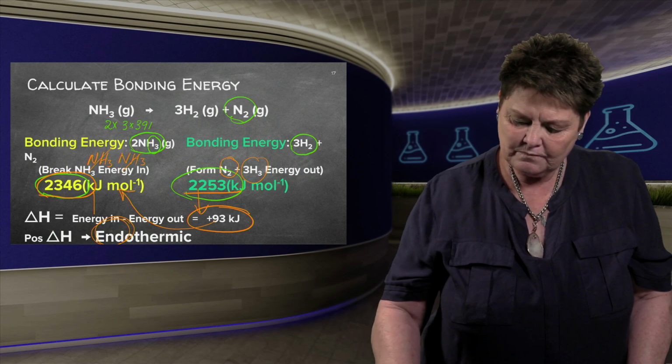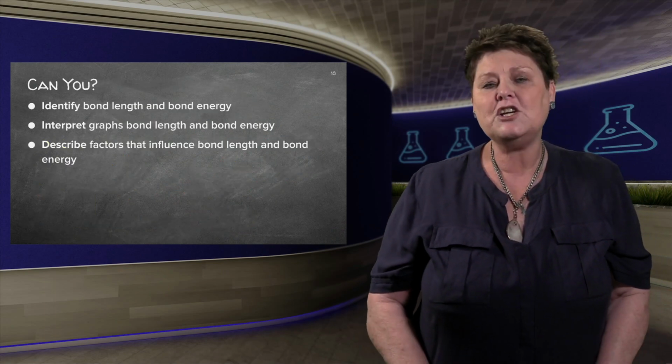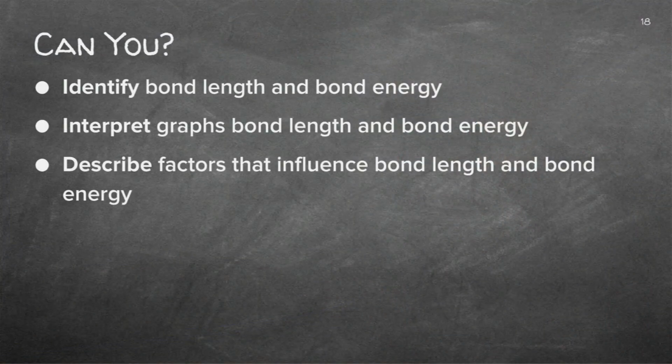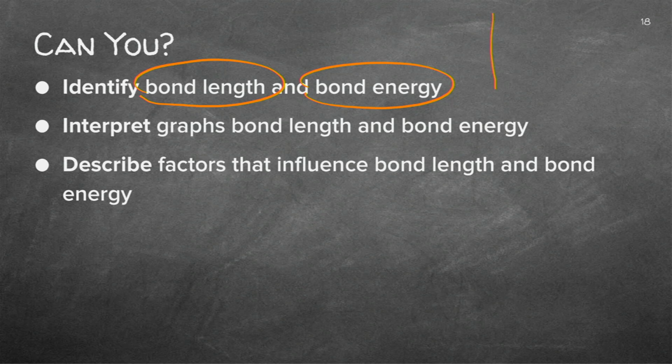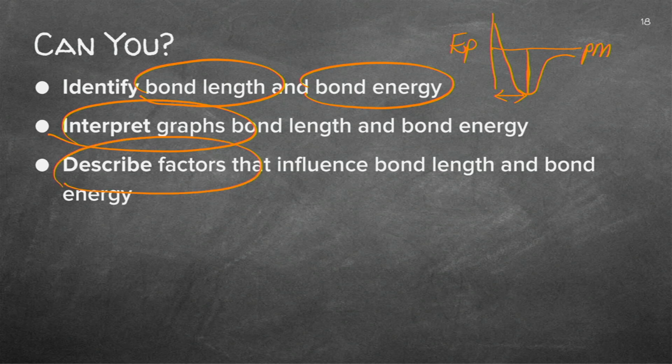Let's have a look at the definitions and all the fine stuff that you've got to know in this chapter. You've got to know bond length and bond energy. And if you have an idea what happens with your graph, you will quickly be able to do the definitions from there. Remember, it's energy on the y-axis and it's the length in picometers on the x-axis. And if you understand that that's the bond energy and this is the bond length, you surely will be able to answer that question. You have to be able to interpret the graphs, describe the factors, and then calculate.